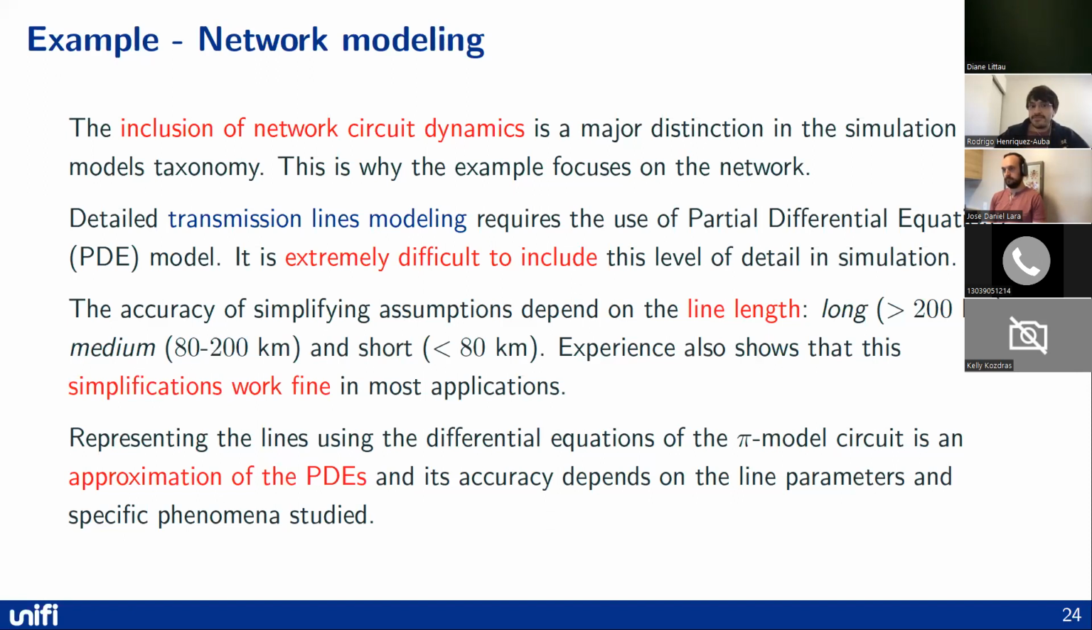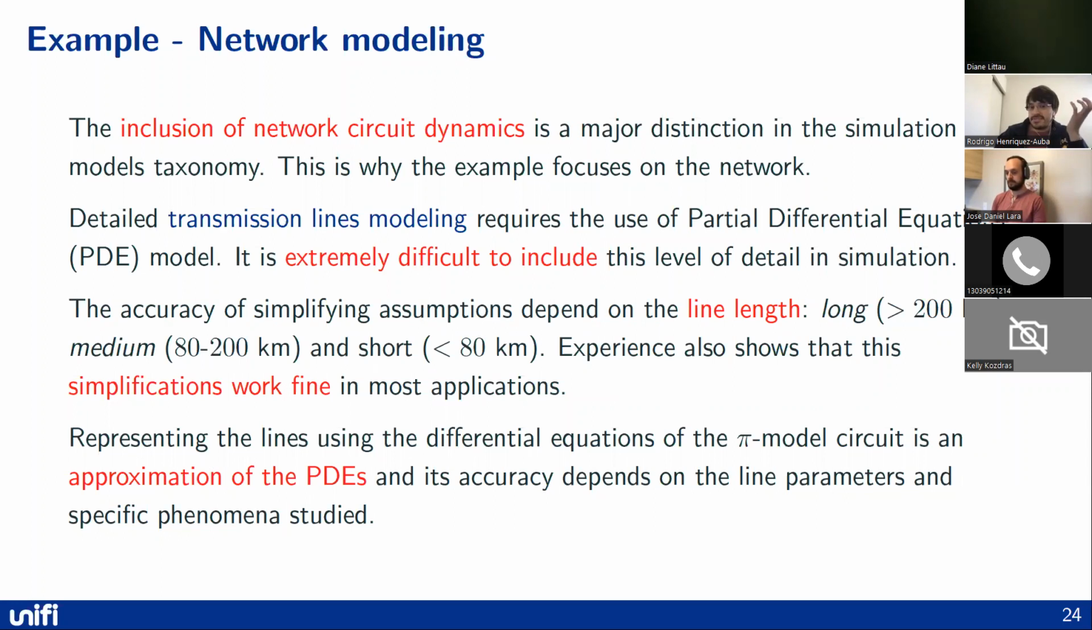In the case of network modeling for transmission systems, the main effort is in properly modeling transmission lines. It is well known that this implies using a distributed parameter model that involves partial differential equations, which of course are quite difficult to include in large simulation models. The experience of many authors has shown that the effects of using simplifying models are not as significant compared to using the distributed parameter models.